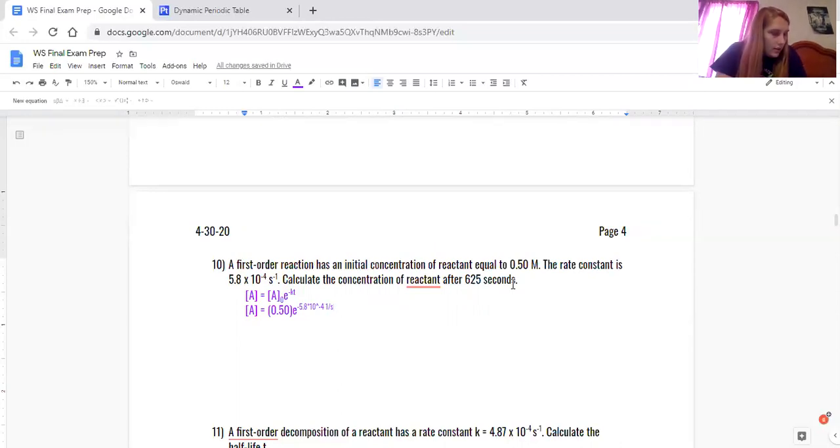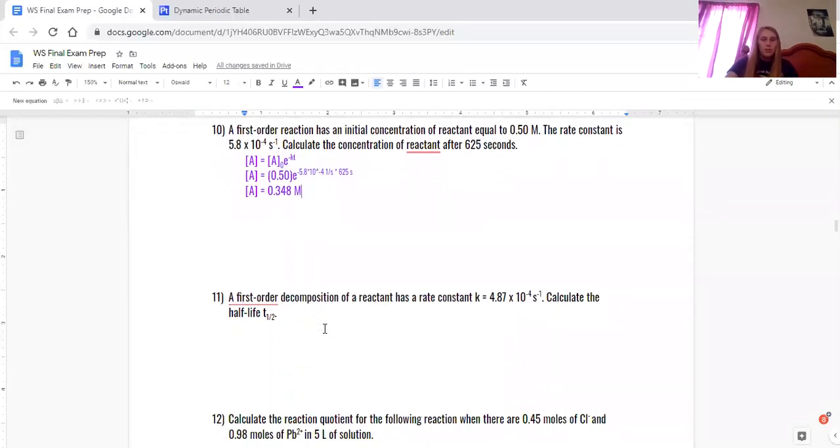Remember, times 625 seconds. So seconds there are going to cancel out, as you can see with that. And we're going to end up with concentration of A equals 0.348 molar.